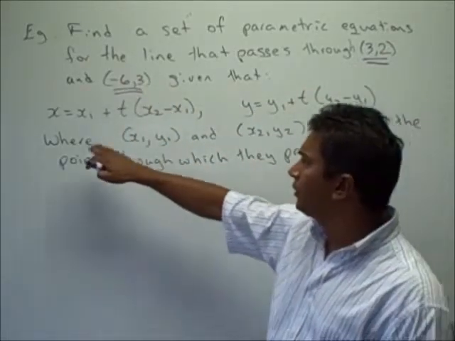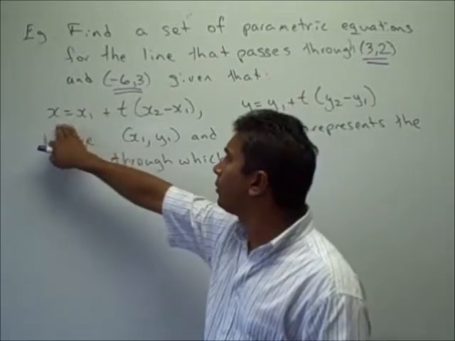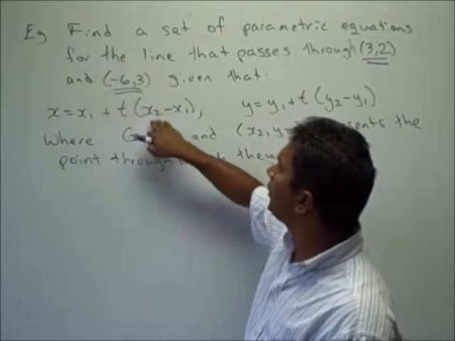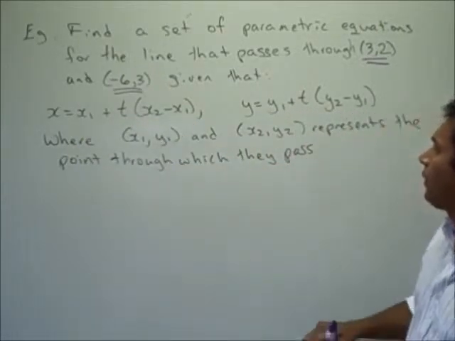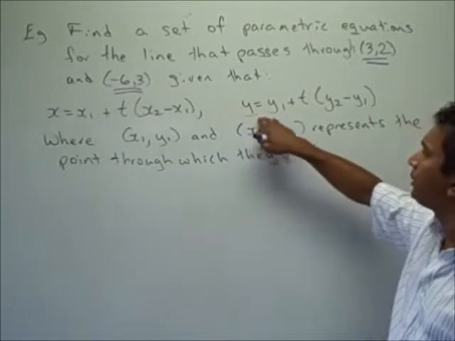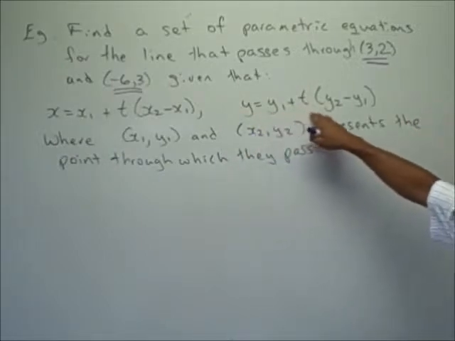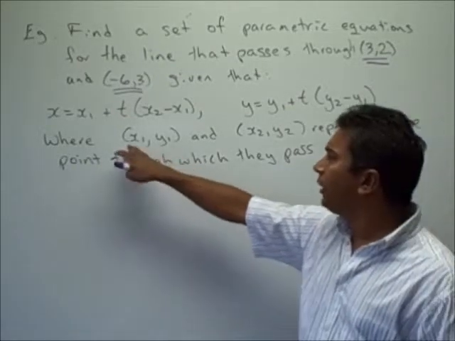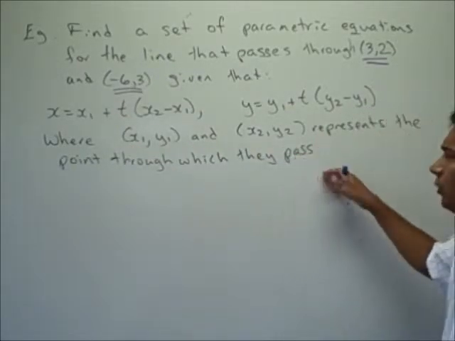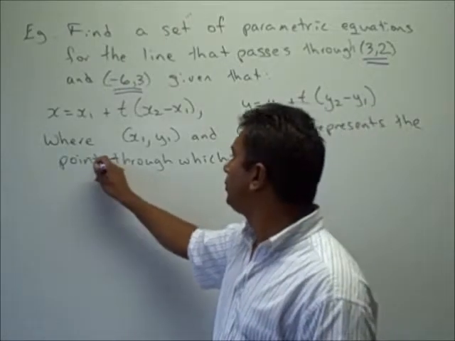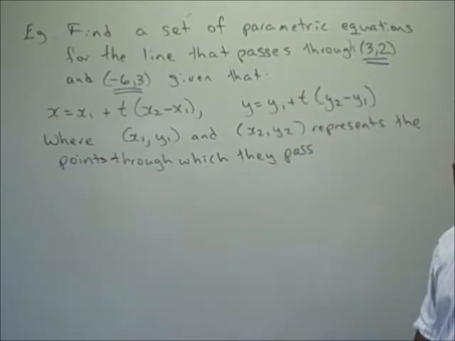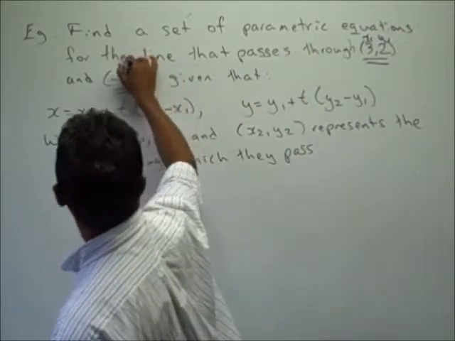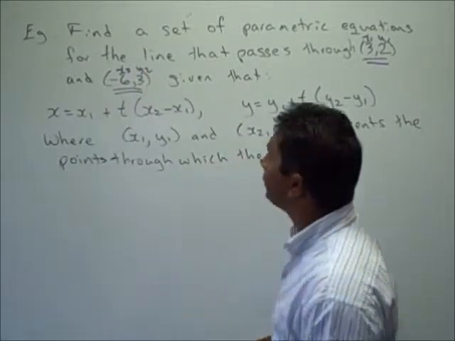Given that x, which is our first parametric equation, is equal to x1 plus t times (x2 minus x1), and our second parametric equation, y, is equal to y1 plus t times (y2 minus y1), where (x1, y1) and (x2, y2) represent the points through which the line passes. So here, this could be our (x1, y1), and this could be our (x2, y2).